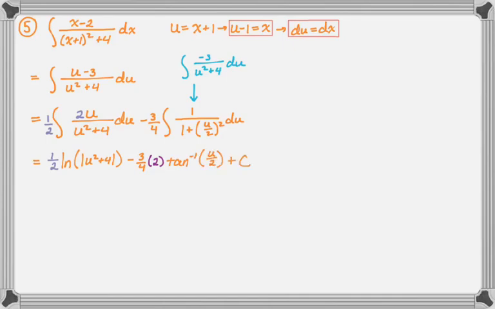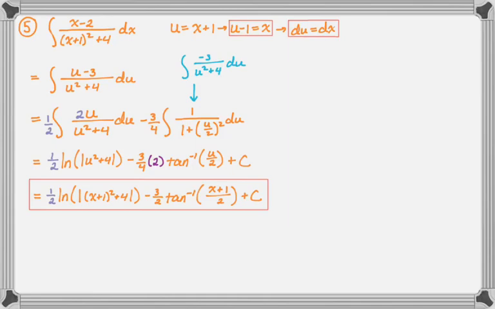This plus c. And then I'm just going to replace every u with x plus 1, and that'll be the end of this integral. So we get 1/2 natural log absolute value of x plus 1 squared plus 4, which is actually always positive, so you could drop the absolute value, but I'm not going to. And then negative 3/4 times 2 is negative 3/2, and then arctan of x plus 1 over 2 plus c. All right, that was a pretty good one.